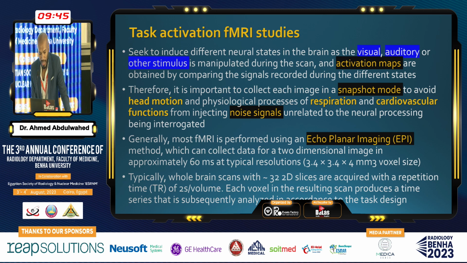Therefore, it's important to collect each image in a snapshot mode to avoid head motion and physiological processes such as respiration and cardiac motion, in order not to inject a noise signal unrelated to the process. Generally, most fMRI is performed using echoplanar imaging methods, which can collect data for a two-dimensional image in approximately 60 milliseconds.